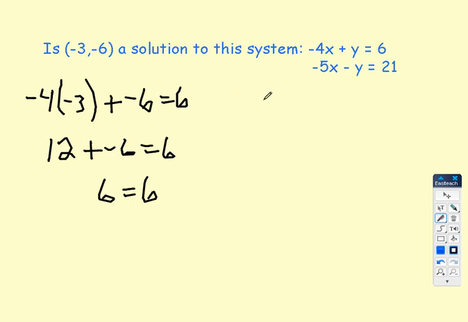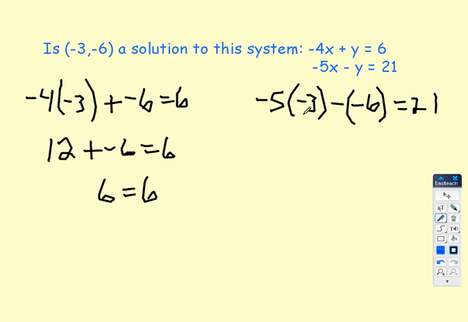Okay, let's try the other one. Make sure both of them work. So negative 5 times negative 3. Again, I substitute negative 3 for x, minus, and this is kind of where it's tricky. If I put it in parentheses, it might make a little more sense. Minus negative 6 equals 21.